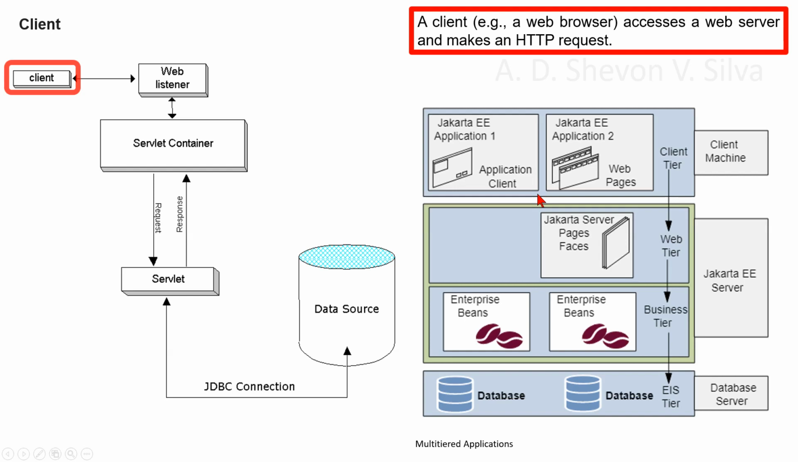Application clients directly access enterprise beans running in the business tier. However, if application requirements warrant it, an application client can open an HTTP connection to establish communication with a servlet running in the web tier.